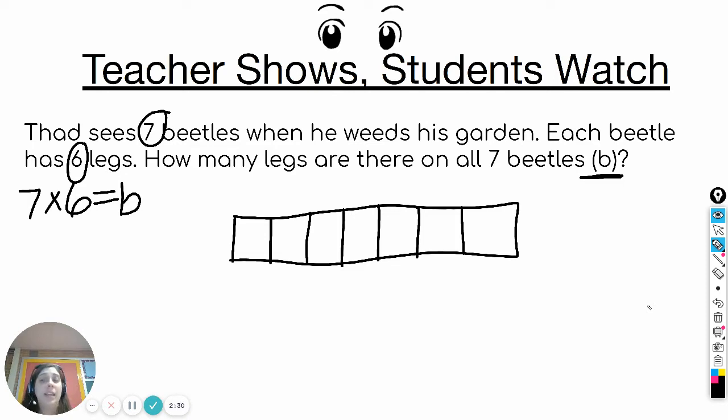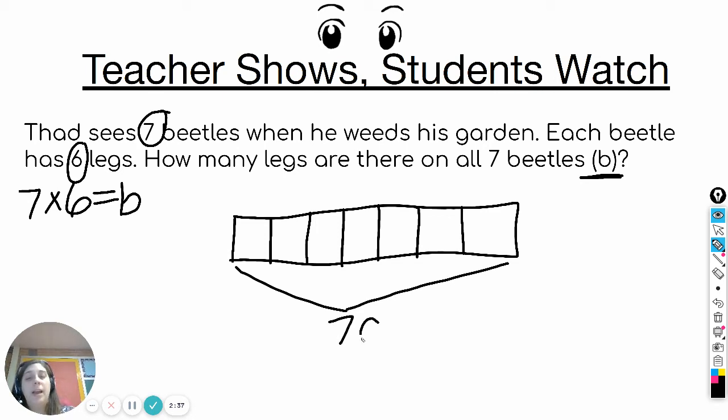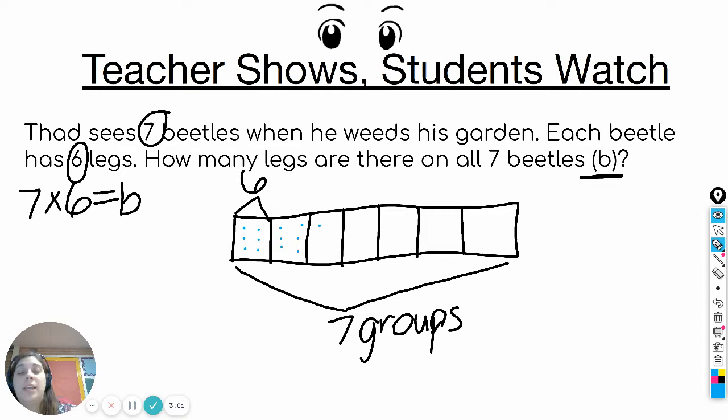Now, it says that each beetle has 6 legs. First, I'm going to label. I know I have 7 groups. I also know that each beetle has 6 legs. So if each group is a beetle, then each of those beetles is going to have 6 legs. So inside my tape diagram in each piece, I'm going to draw 6. 1, 2, 3, 4, 5, 6. 2, 3, 4, 5, 6 in each of my pieces.